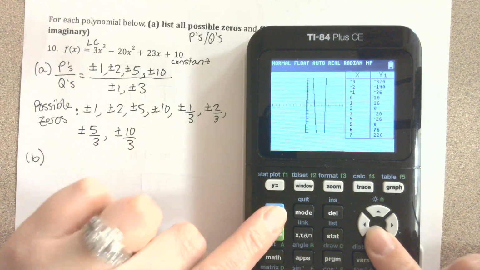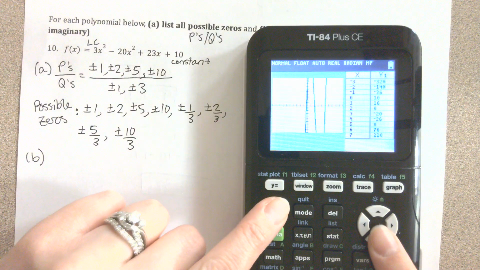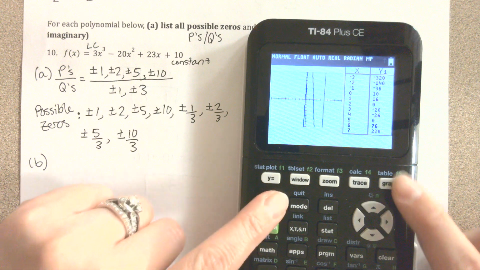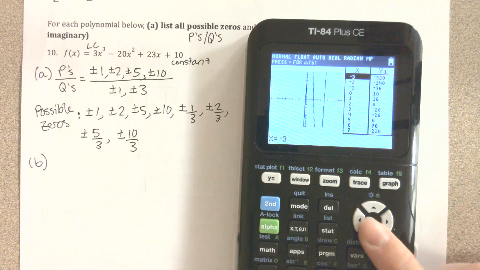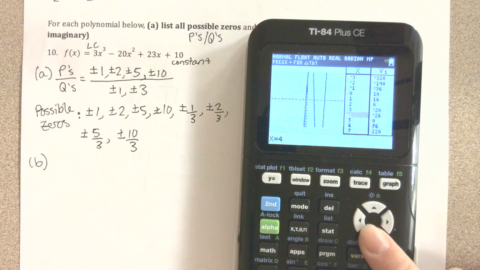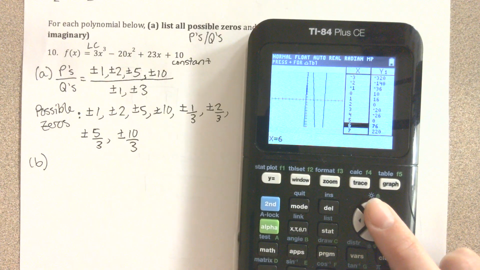Let me see if I can turn this down. Nope, that's it. Okay, that'll have to do. So what I like about this mode is when I go to table, second table, as I move down the table, points will appear on the graph as I move through them. So it's a very helpful tool.